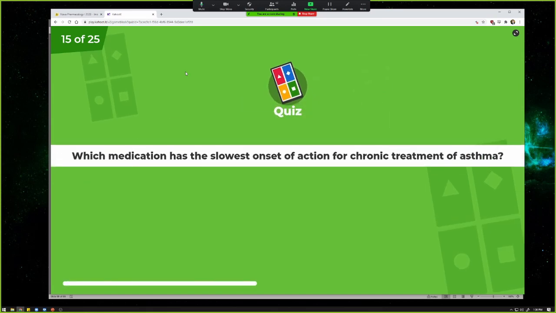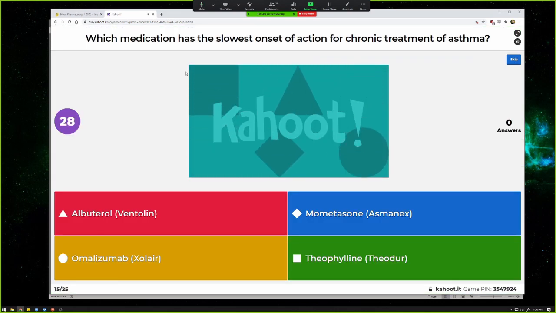Which medication has the slowest onset of action when treating, or for the chronic treatment of asthma? Be albuterol, mometasone, omalizumab, or theophylline. The slowest onset of action.